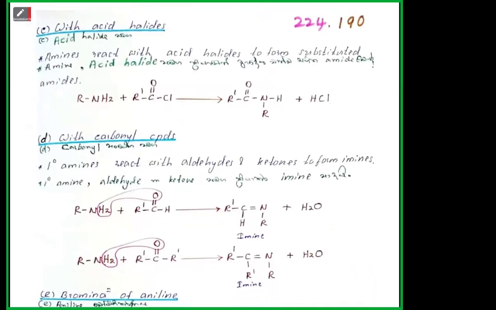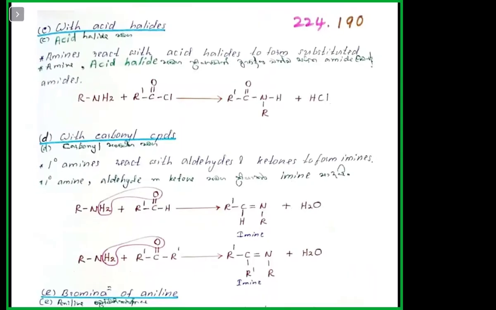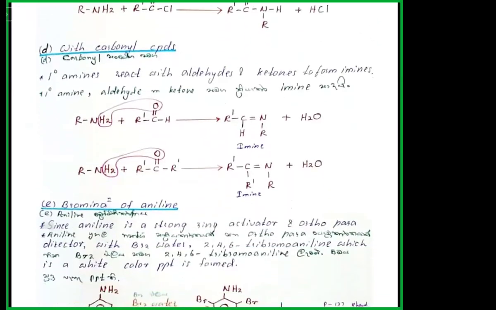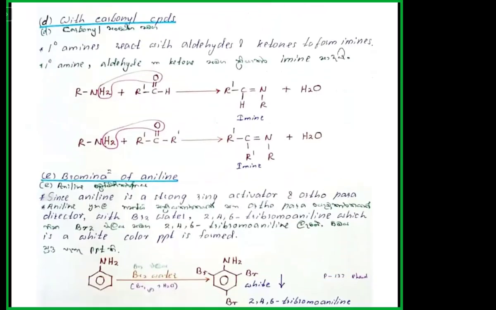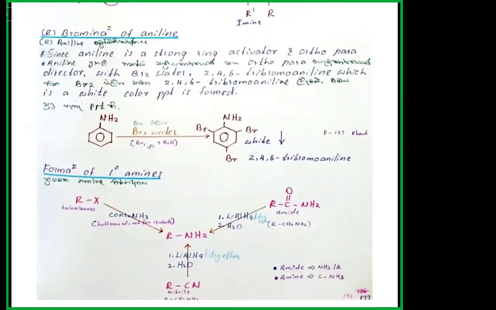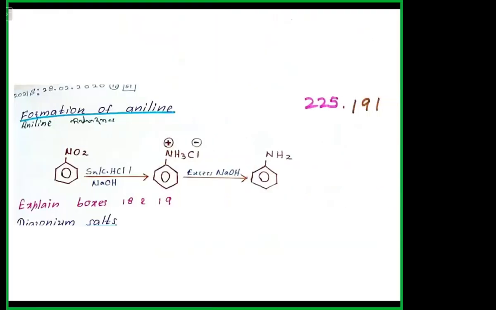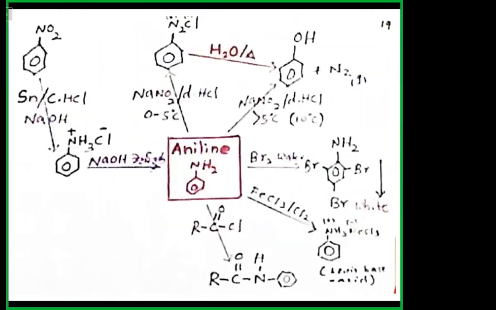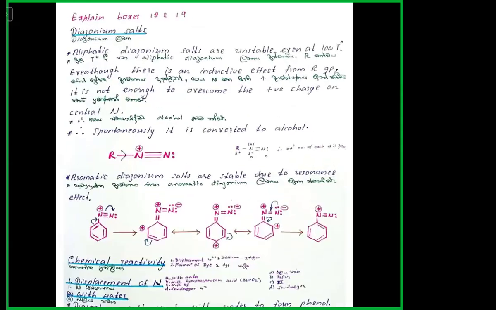Acid halides, they are making substituted amides. With carbonyl compounds, they are making imines. Bromine water, same as phenol, they are making white precipitate. Formation, you can just go on. Aniline, that's easy. One single page we have.